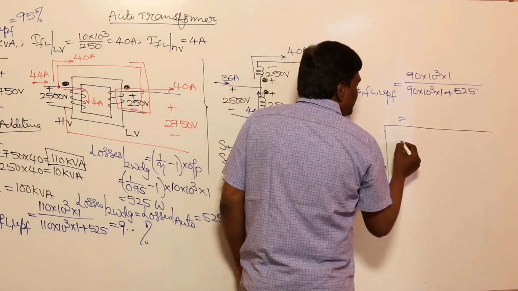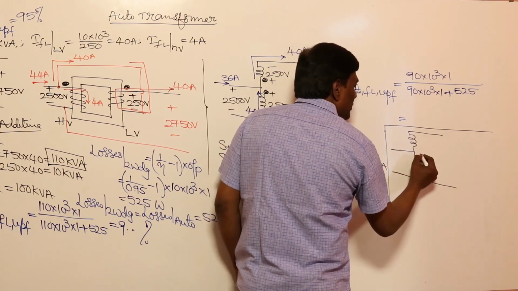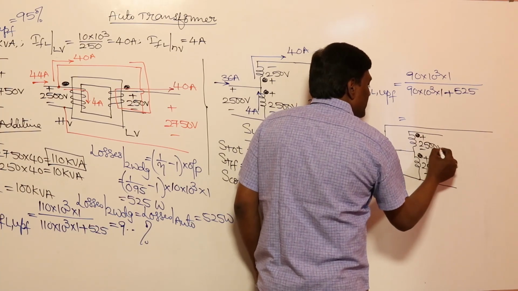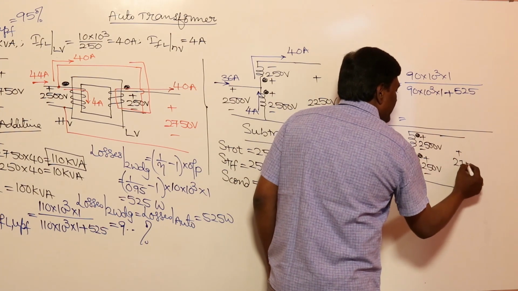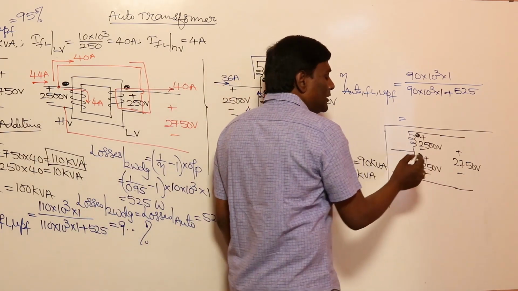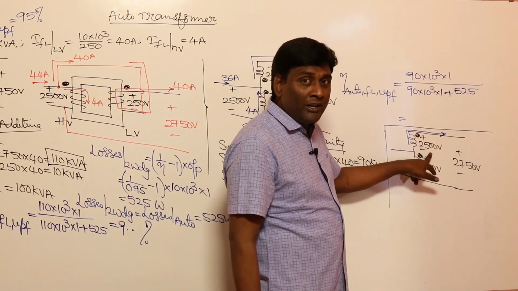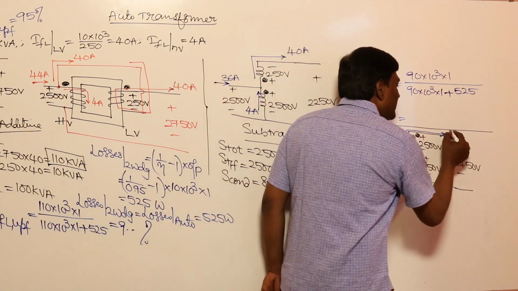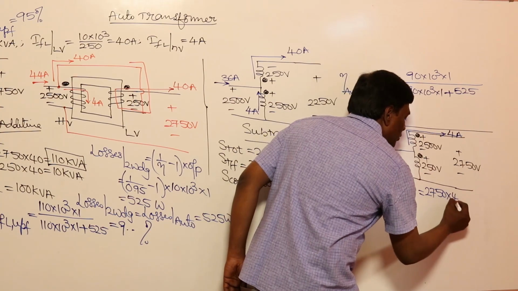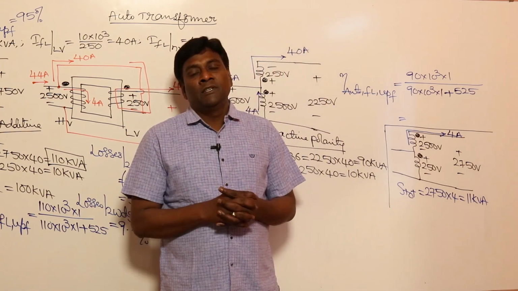For example, in additive polarity only, if this is 250 volts and this is 2500 volts, how much is the output voltage? The output voltage is going to be 2750 volts. Did the output voltage change? No, it is additive polarity only. But if you think of the current flowing through the HV winding, how much maximum current can flow? The 2500 volt HV winding is designed for 4 amperes only. So 4 amperes into 2750: S total equals 2750 into 4, which is 11 kVA. In this case, 10 kVA will be the transformed power, and only 1 kVA is going to be the conducted power.